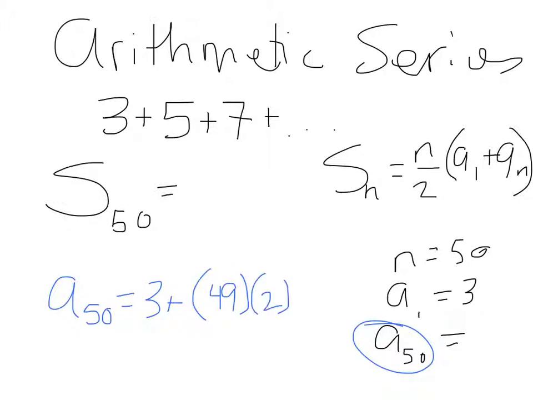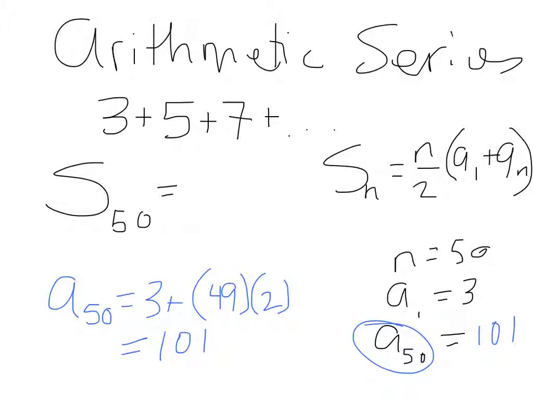Let's see if I can do this in my head. 49 times 2 is 98, plus 3 is 101. I'm getting 101 is the 50th term. So that's the last term of what we want to add.